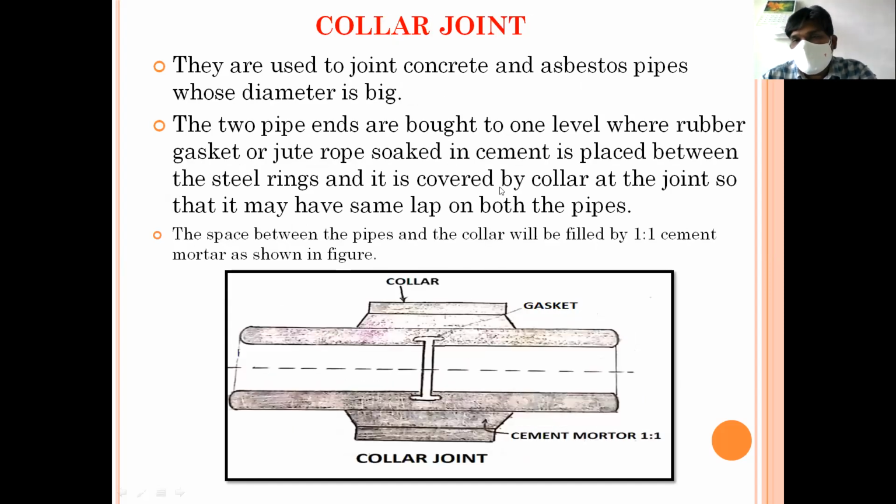Collar joints we have seen: a rubber gasket is kept in between the pipes. Above the pipe, the 1:1 cement mortar will be placed. Just above the mortar, the collar will be placed, so that is the reason we name them collar joints. These types of joints are especially used for jointing concrete and asbestos pipes.